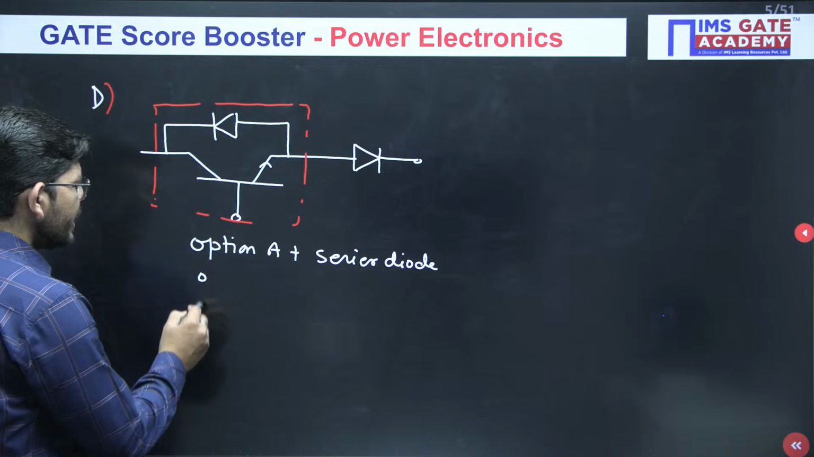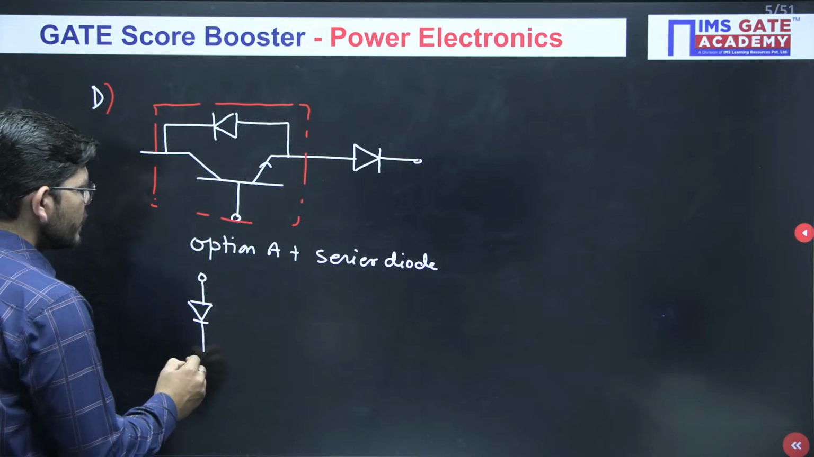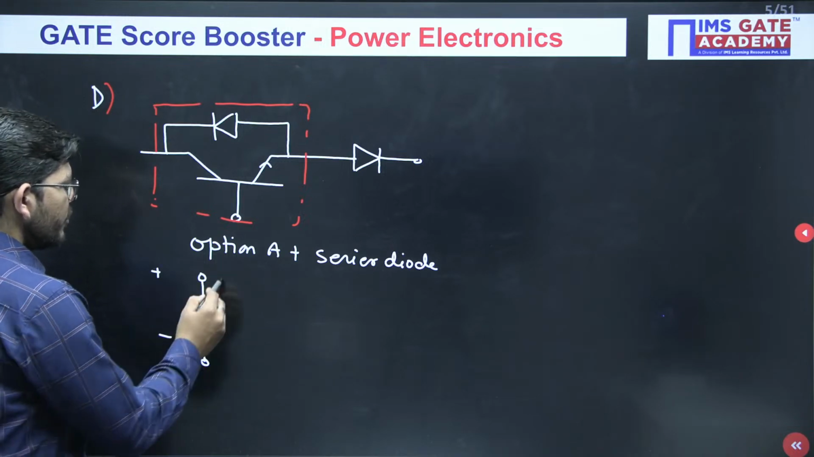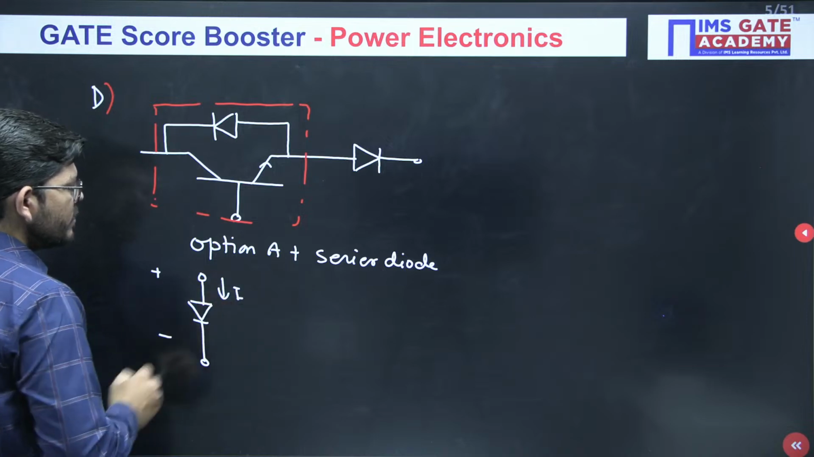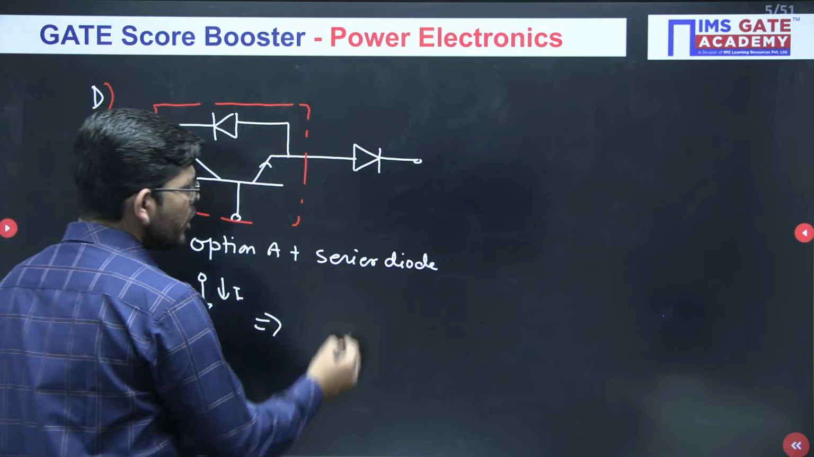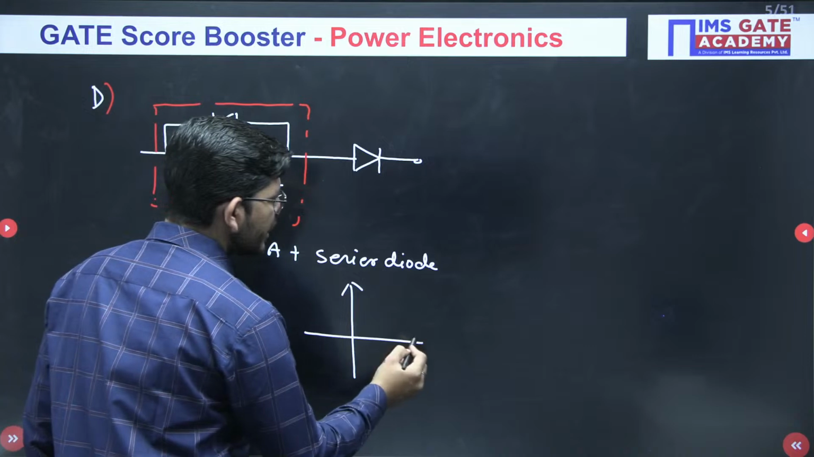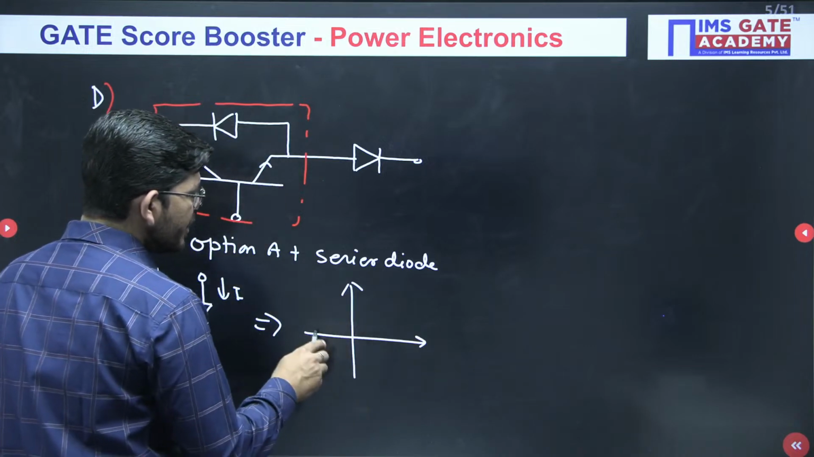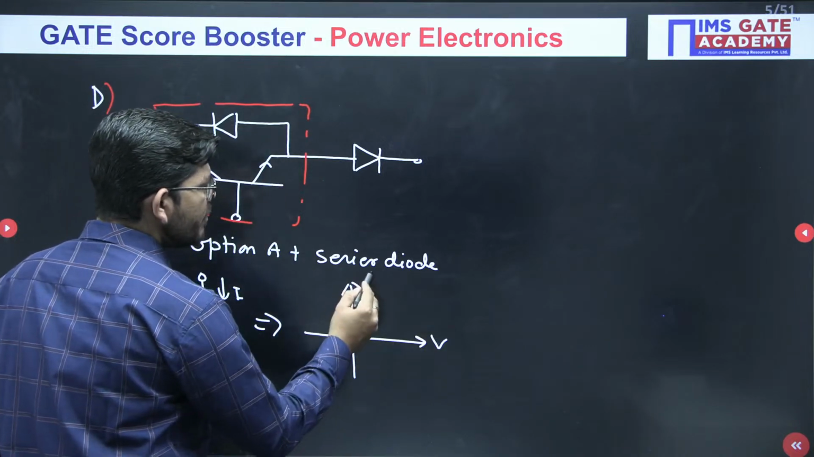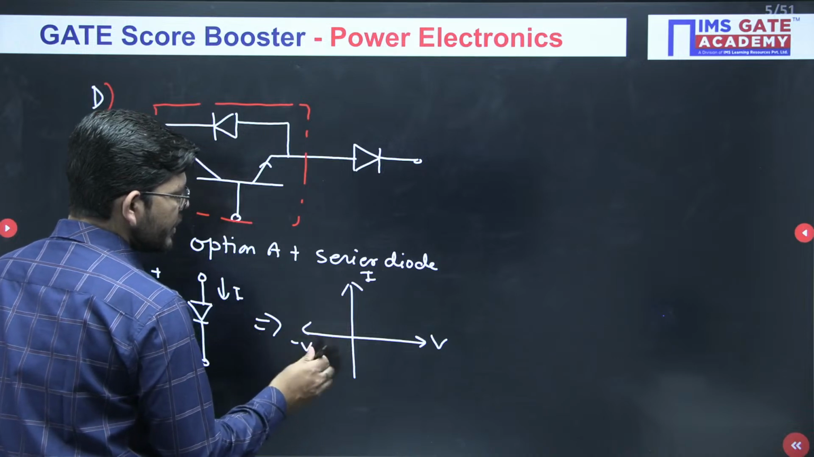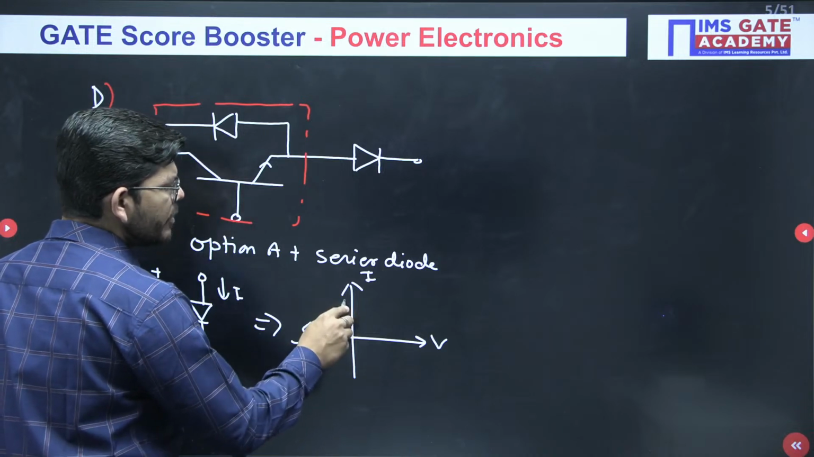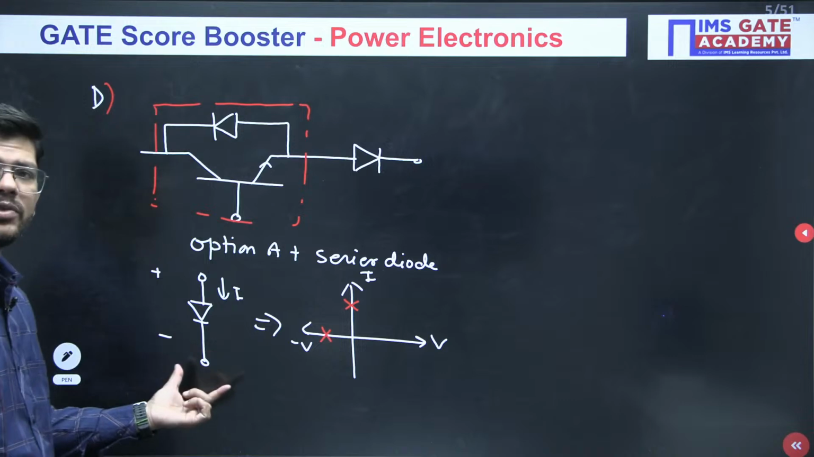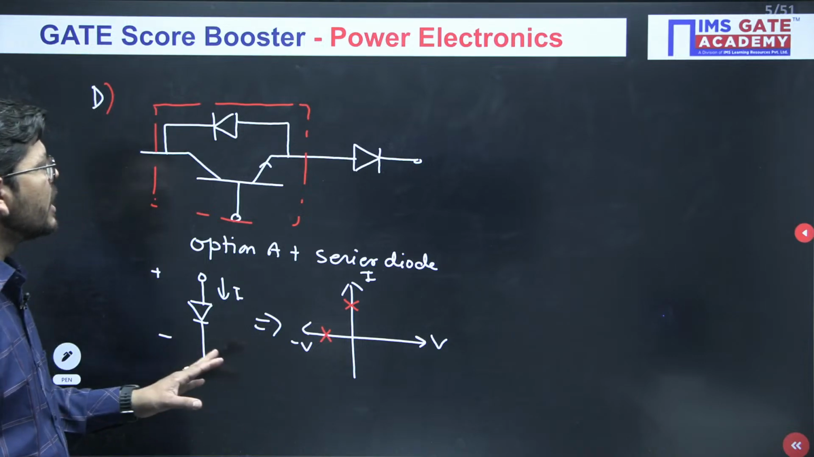So if you have a diode connected like this, where it is handling this voltage and current, then what could be the possible switch realization? It will block negative voltage, isn't it? And it will carry positive current. So it will block negative voltage and it will carry positive current. So this will be the switch realization of this diode.